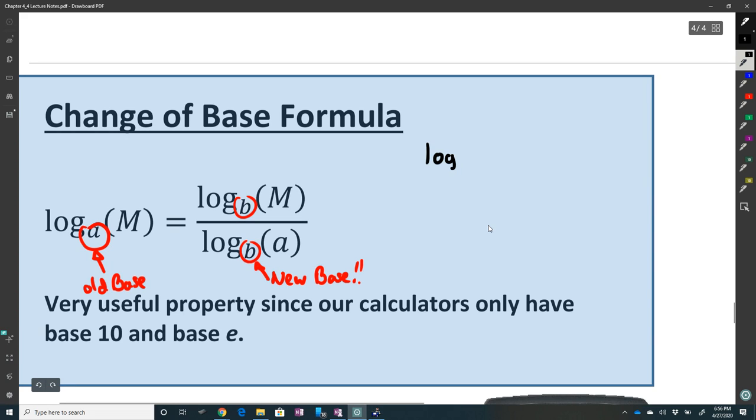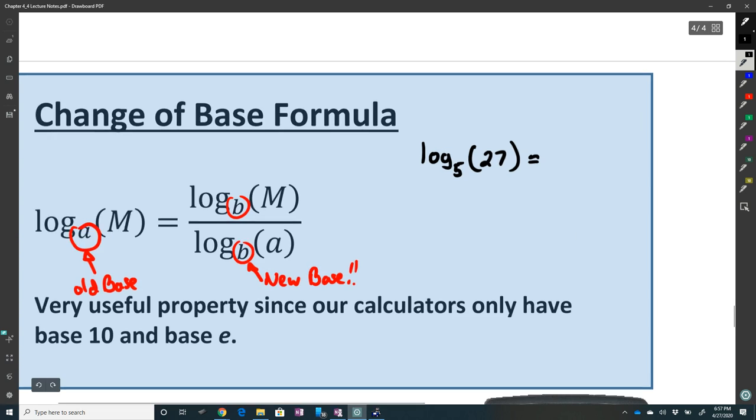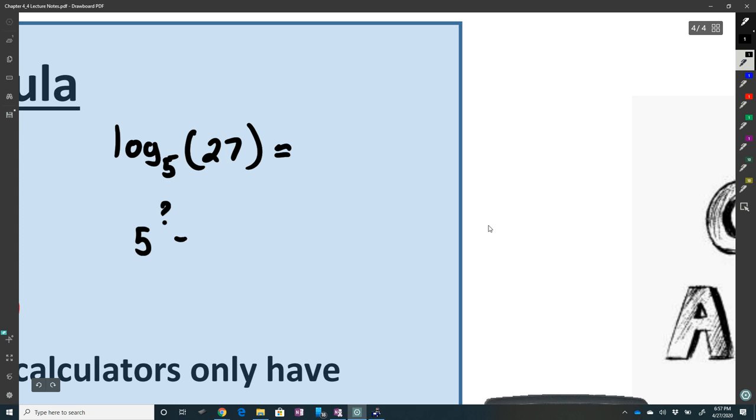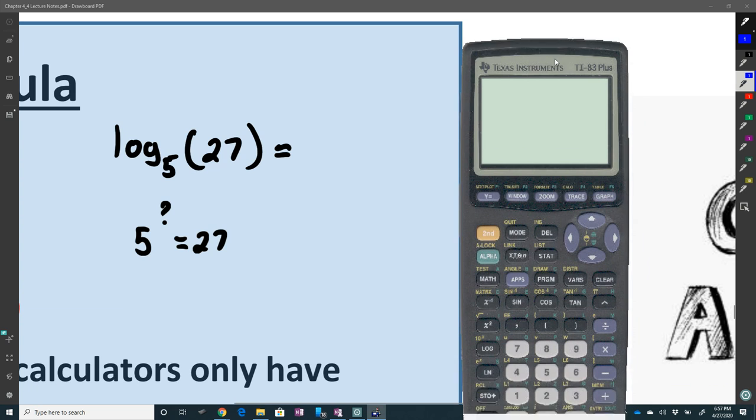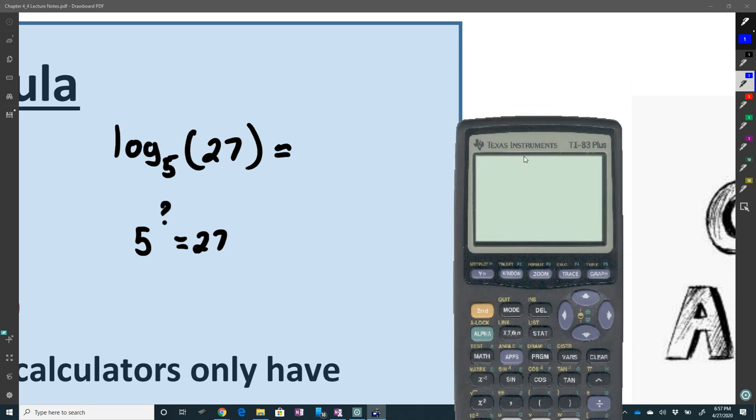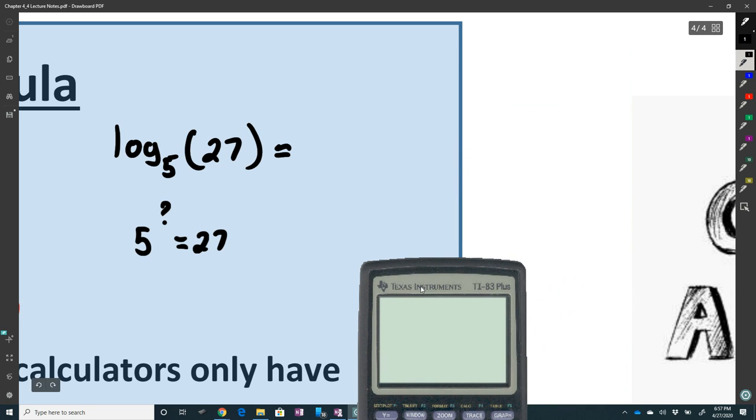I'll do an example. Let's say I have log base 5 of 27. Okay? I want to figure out what that is. Remember, this is saying 5 to the what is 27. So what I can do is use the change of base because I want my calculator to hook me up. But if you look at your calculator, it has two buttons. It has the log button and the natural log button. The log button is base 10, the natural log is base e. So let's say I choose base 10.